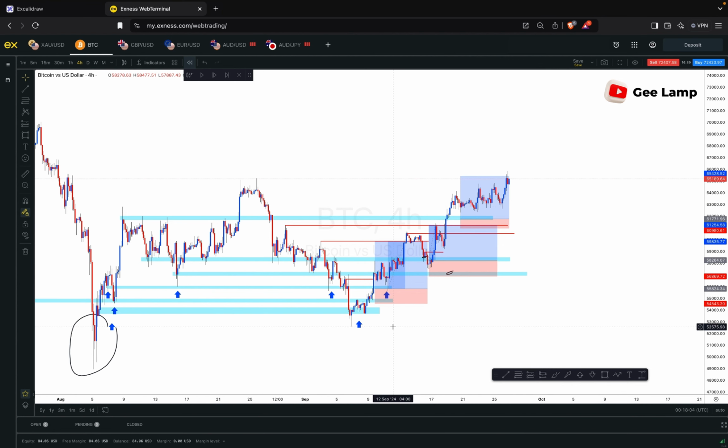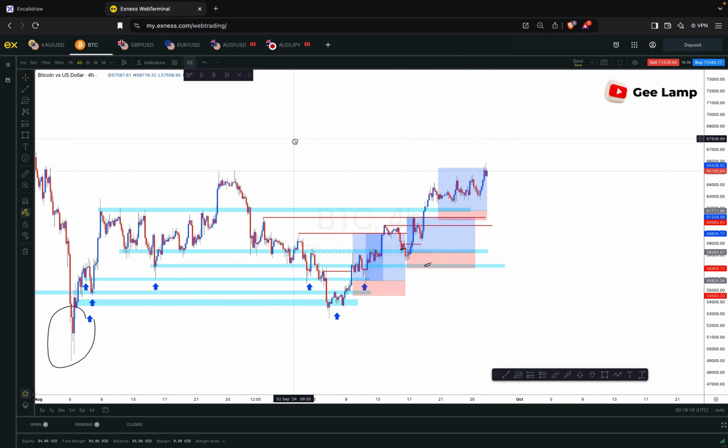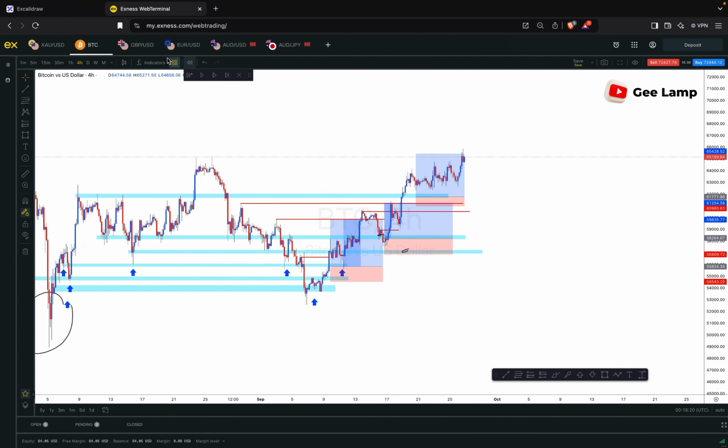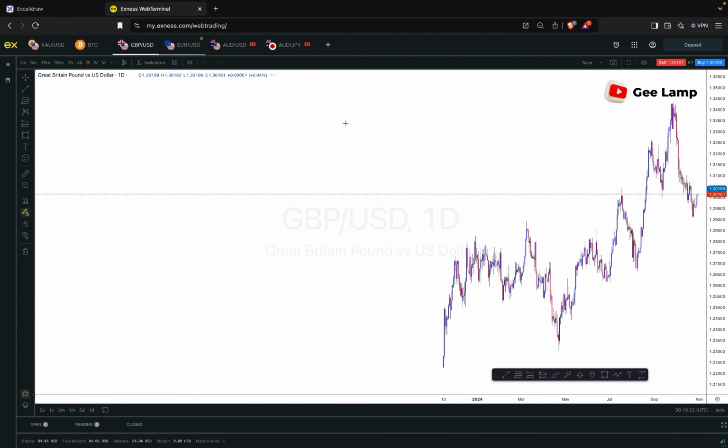So overall, we've had two good trades by just following market structures and identifying strong support levels and strong resistance levels. So quickly, let's go to another pair and let's see how we can take advantage of the market as well.